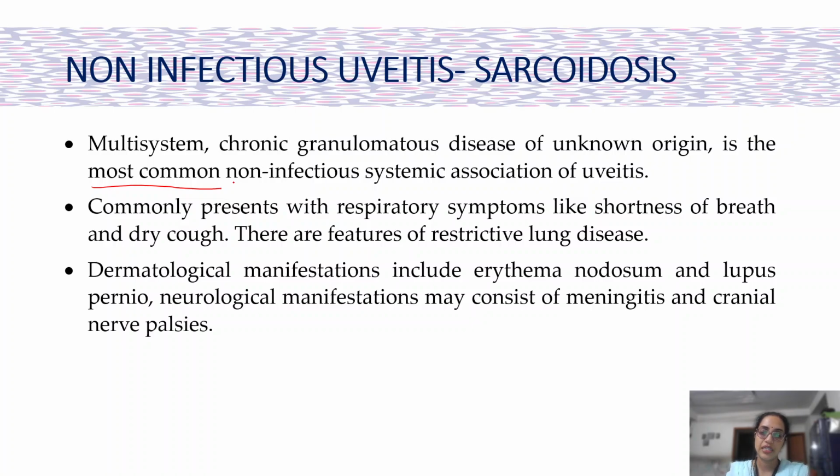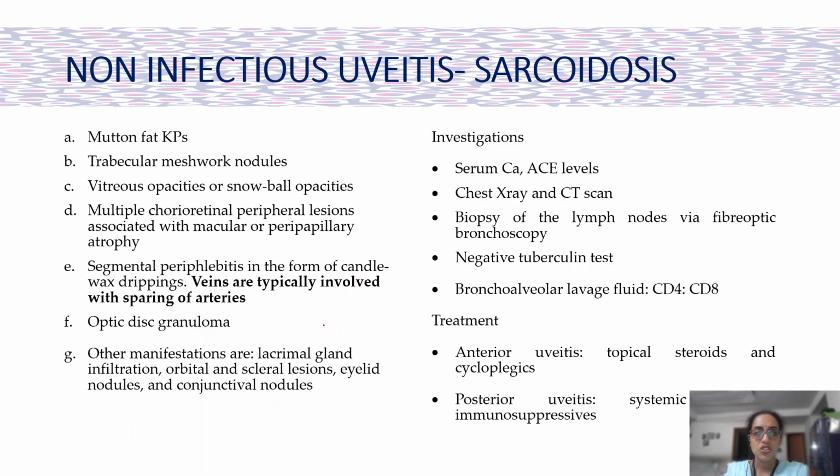So sarcoid can affect the eye and cause anterior, intermediate, posterior, and panuveitis. So it can cause any type of uveitis. Systemically, it can present with respiratory symptoms like shortness of breath and dry cough. They are usually associated with restrictive lung disease. In the skin, they can present with erythema nodosum and lupus pernio, and the neurosarcoid variety can have meningitis and cranial nerve palsies.